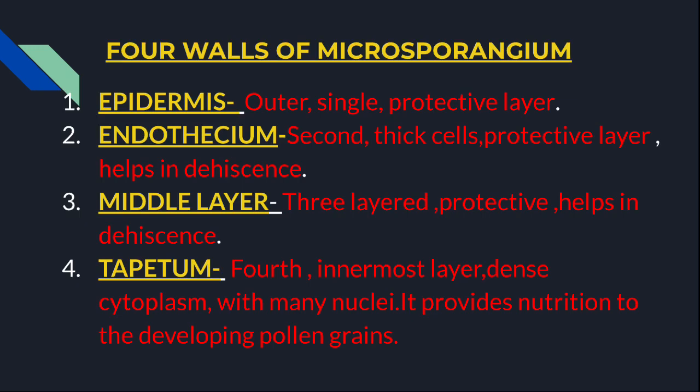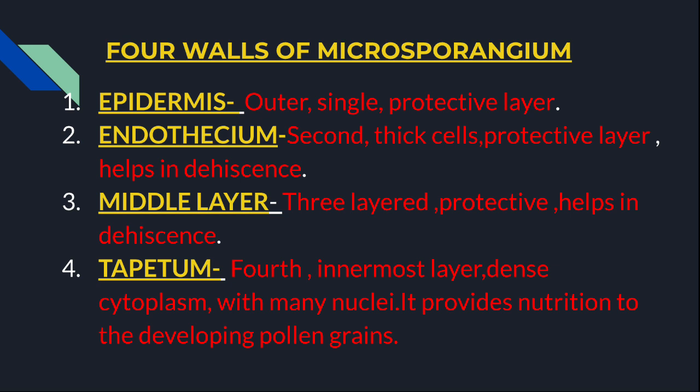Let us see the function of the four walls of microsporangium. The first is epidermis. It is the outer single layered protective layer. It is made up of a single outermost layer of cells and it is protective in nature. What are they protecting? It protects the inner three layers that are present in the microsporangium. The second is endothecium.